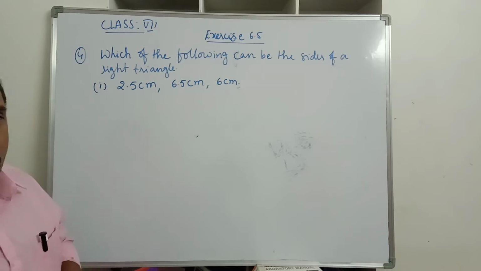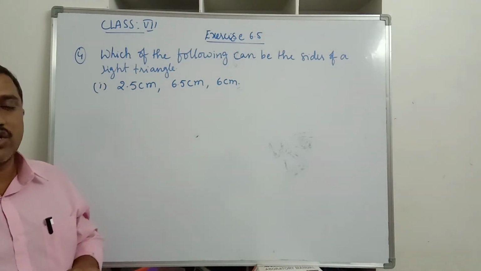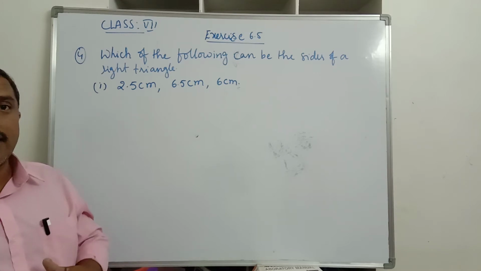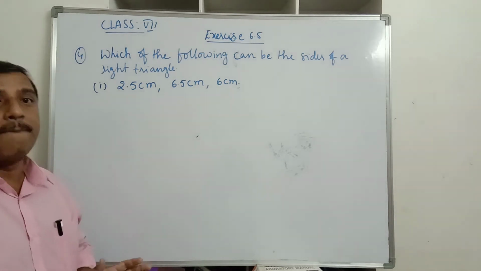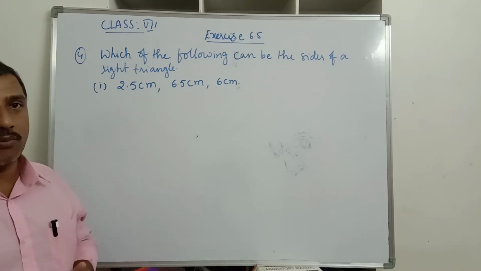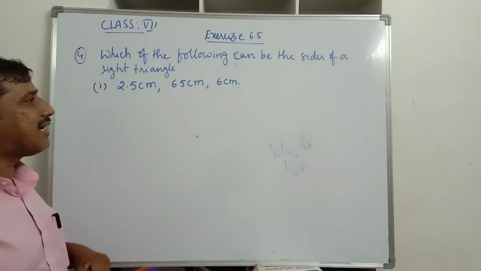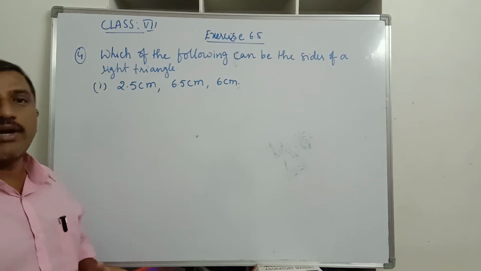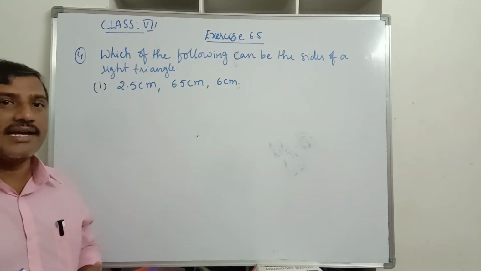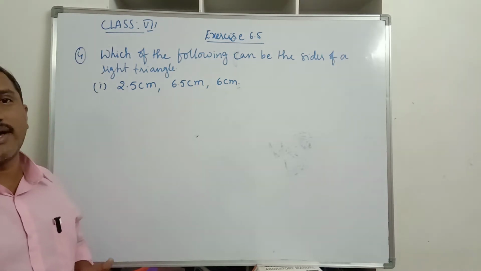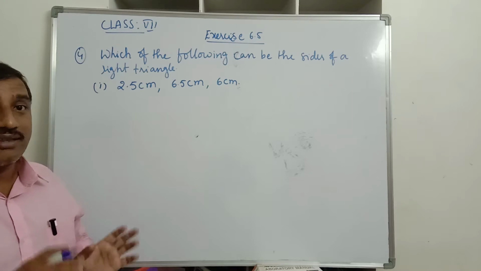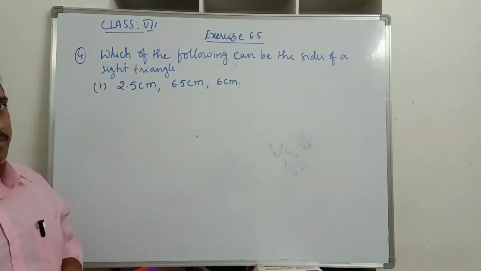What is a right triangle? A triangle in which one angle is 90 degrees, or a triangle which satisfies Pythagoras property, is known as a right angle triangle. What is Pythagoras property? The square of the hypotenuse is equal to the sum of the squares of the other two sides. Which is the hypotenuse? The longest side is known as the hypotenuse.